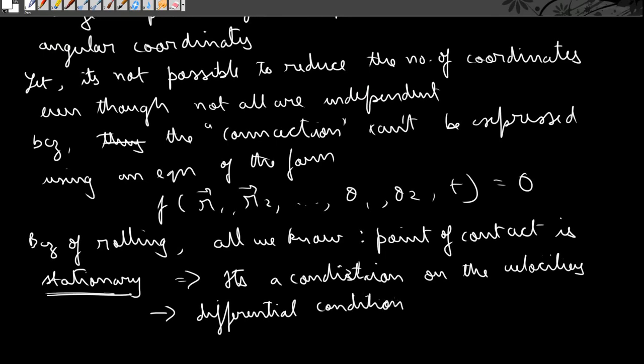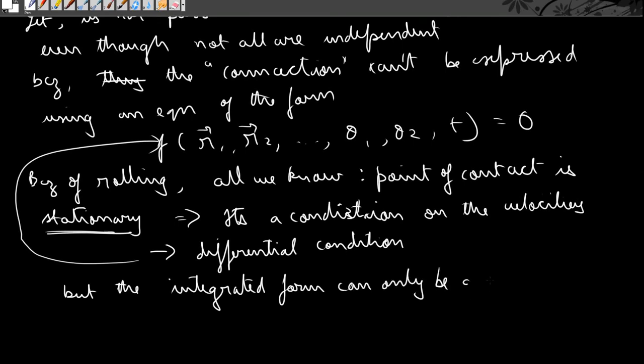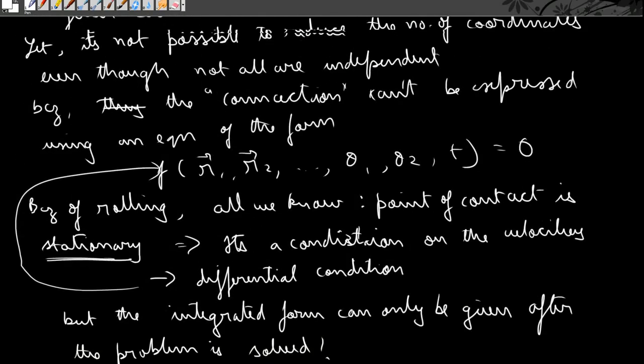Okay. So what do we mean by differential condition? We will see when we take up a particular example. And this differential condition, if we want to convert it into this form, we need to integrate it. But the integrated form can only be given after the problem is solved. So what do we mean by this? Let's take up a particular example and try to understand this.